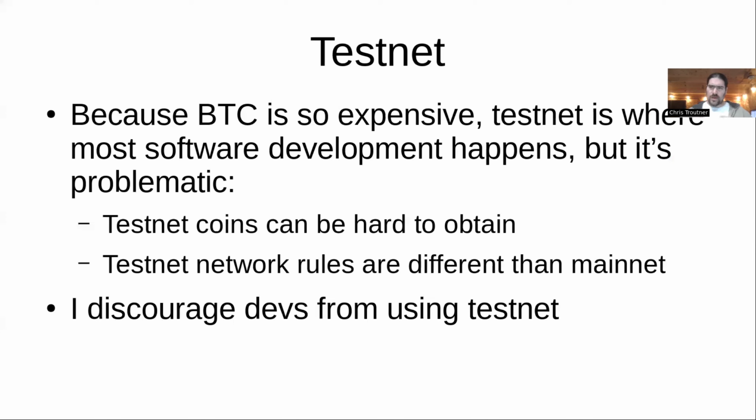Also, the network rules on testnet are different than on mainnet. You can do things on testnet that you cannot do on mainnet. So if you develop software on testnet, and then you go and try to use it on mainnet, I've seen a lot of developers run into issues with that because they thought that they were the same, and they're not the same. There's a lot of rules on testnet that don't apply on mainnet, and I've seen a lot of developers go really far in their development, and then it's all wasted because some assumptions that they made on things that worked on testnet just simply do not work on mainnet.